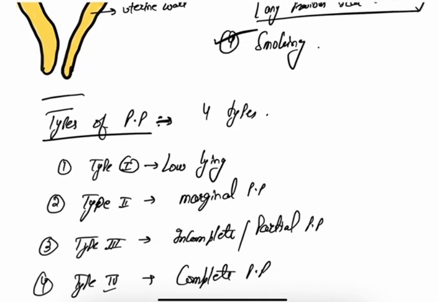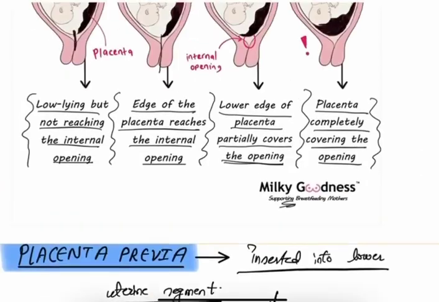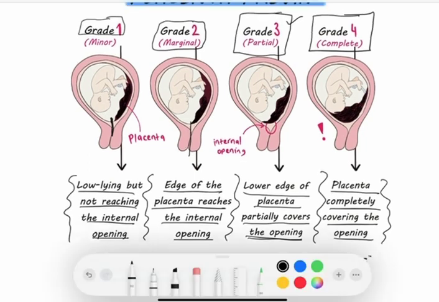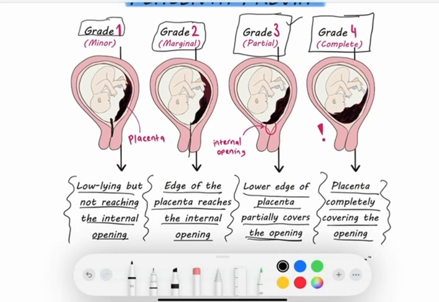What are the various types of placenta previa? There are 4 types. Type 1 is low lying, type 2 is marginal placenta previa, type 3 is incomplete placenta previa, and type 4 is complete placenta previa. We saw this image. This is grade 1, low lying, but not even reaching the os. In grade 2, marginal placenta previa, the lower edge of the placenta is reaching the os, but is still not covering the os. In grade 3 placenta previa, the lower edge of the placenta is partially covering the opening of the os, you can see here.